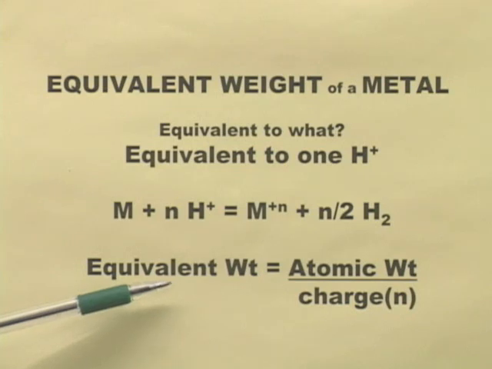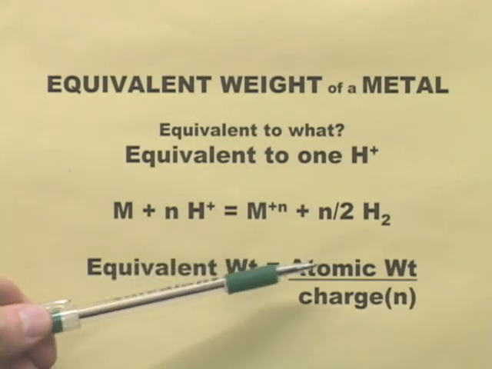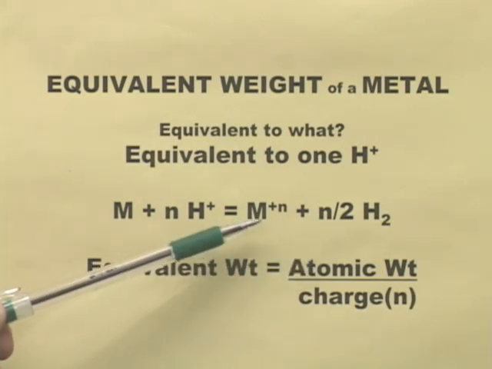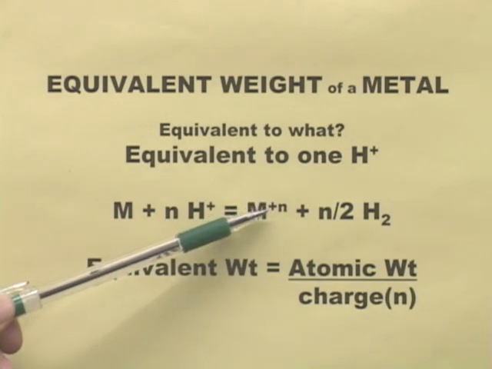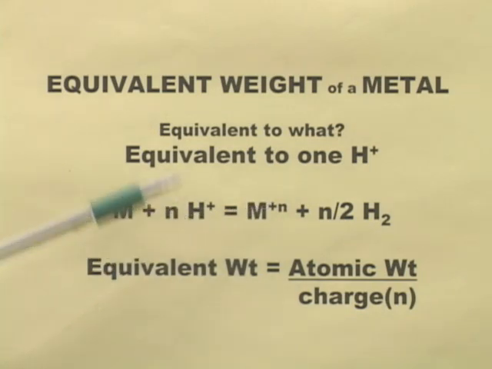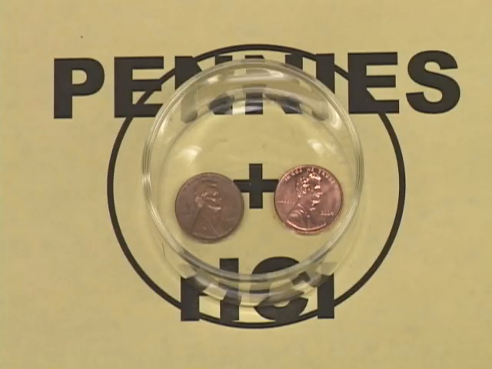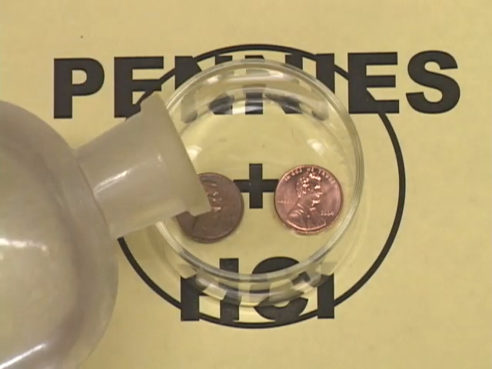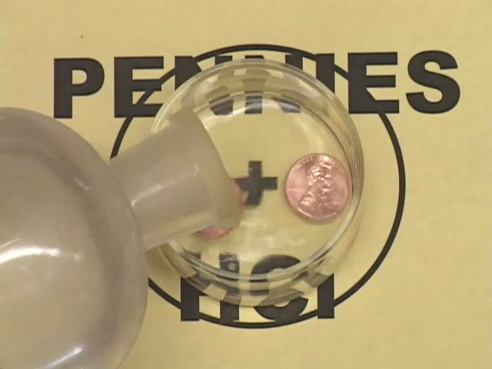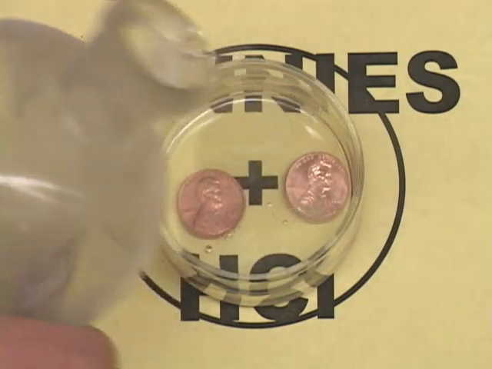The equivalent weight is simply the atomic weight divided by the charge of the ion which is formed in the reaction with acids. Let's look at an example of the metal reacting with hydrogen ion. We have 2 pennies here. We've notched both of them at the bottom so as to scrape off the top layer. And now we're going to put in some HCl and we're going to see what happens.